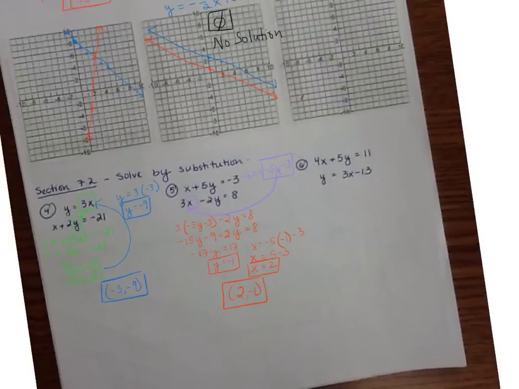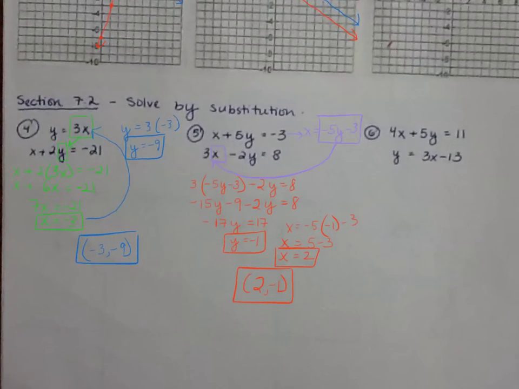Okay, so now I'm going to leave number 6 for you guys to try on your own. So we did 2 solving by graphing, 2 solving by substitution, and you have one of each to try on your own. All right, so now let's go over.